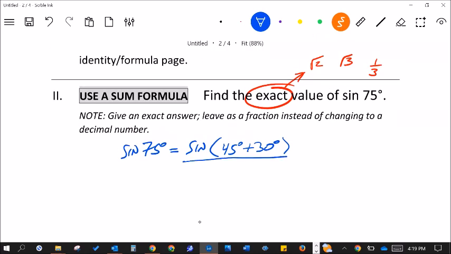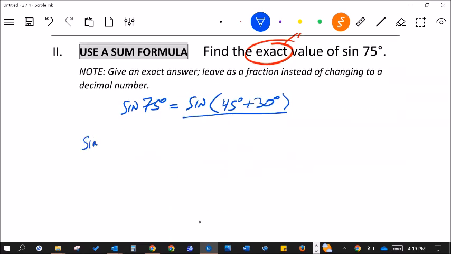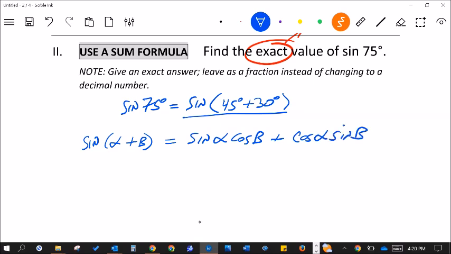What I have is a sine of adding two angles. That means I'm going to use the formula where sine of alpha plus beta is equal to sine alpha cosine beta plus sine beta cosine, oops, wait a minute, other way around. It would be right, but I just switched to here: cosine alpha sine beta. So now let's put the numbers in.